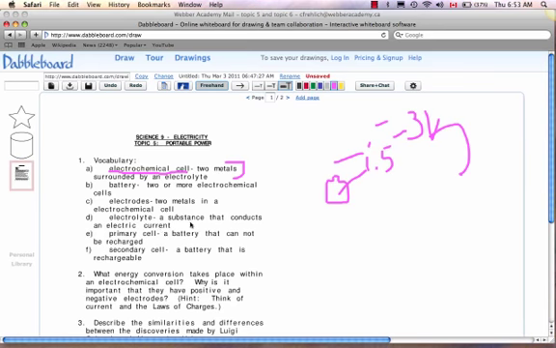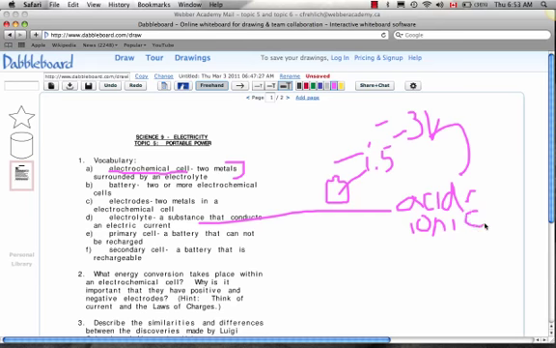Next, an electrolyte is a substance that conducts an electrical current. The best electrolytes are acids and ionic compounds. Molecular compounds will not act as electrolytes. So if you remember, sugar solution wouldn't work. Pure water wouldn't work. These are all molecular compounds.